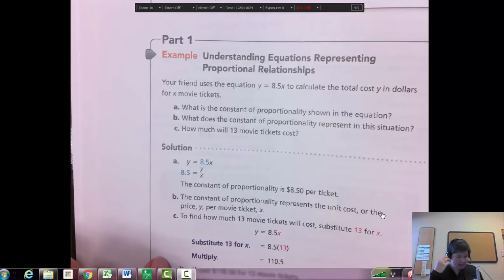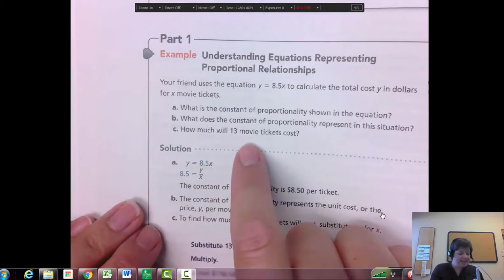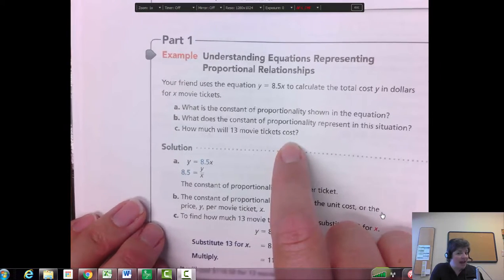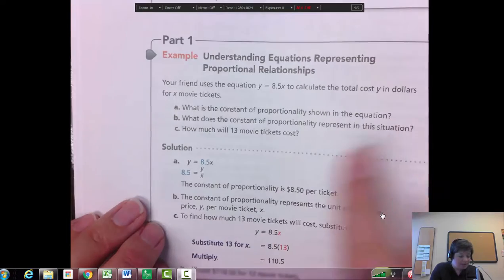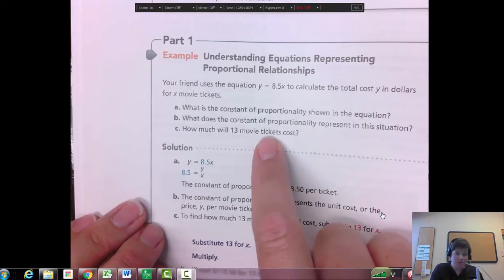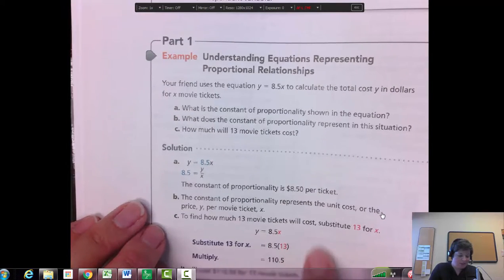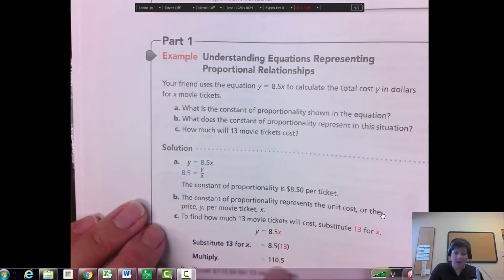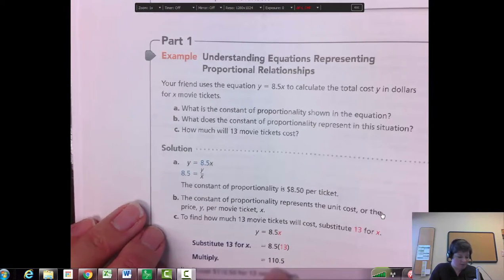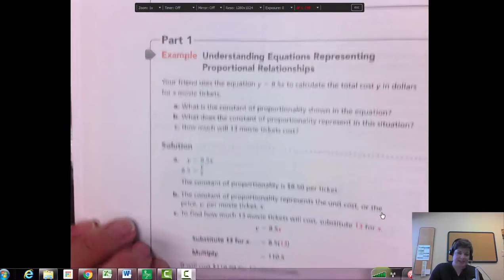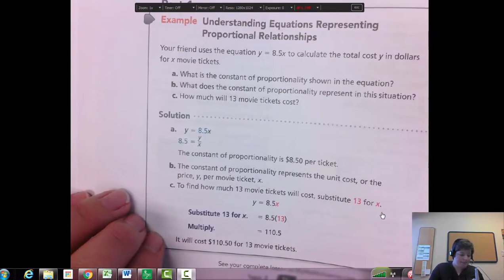Okay, how much will 13 movie tickets cost? Well, we know it's 8.5 that relates them. We know this is a movie ticket, which is x. We're really just putting that 13 in for x, and we're multiplying those together to get 110.5. And so the cost is $110.50 for 13 movie tickets.